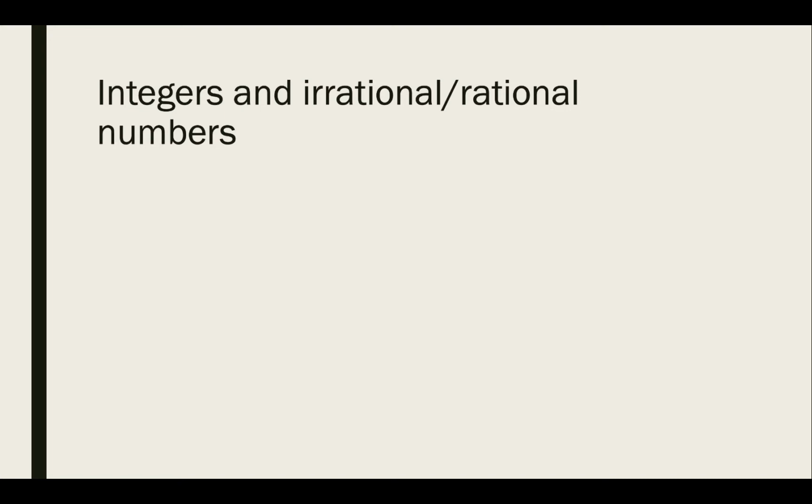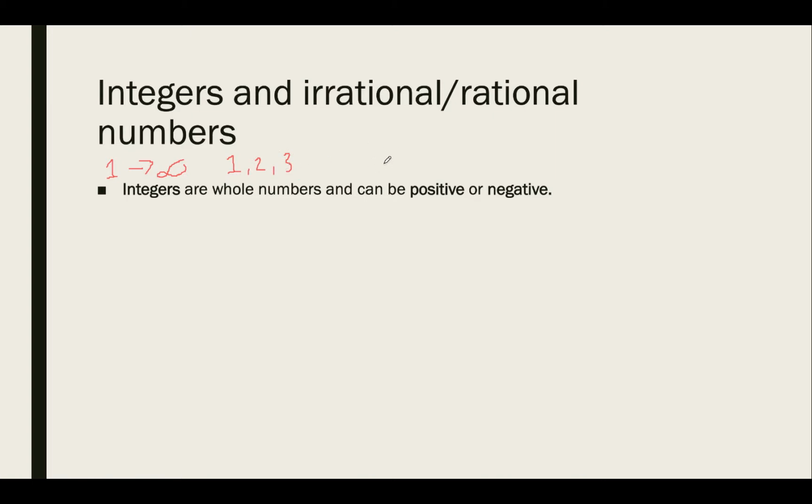So integers are whole numbers and can be positive or negative. If we were to have a look at some whole numbers, it can be anything going from 1 to infinity. But remember, it's got to be whole numbers such as 1, 2, 3. But they can also be negative at the same time. So it could be -1 going on to -2, -3 and so forth. But it cannot have a decimal.